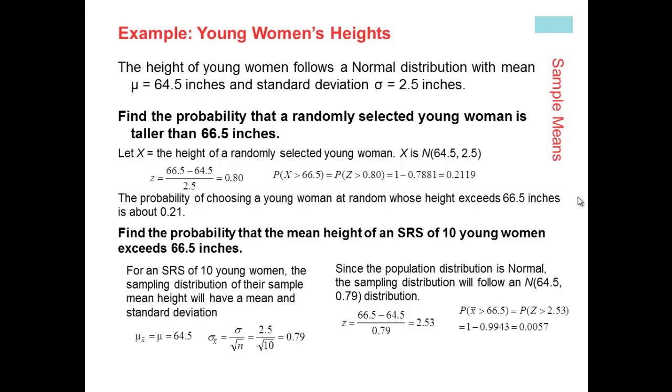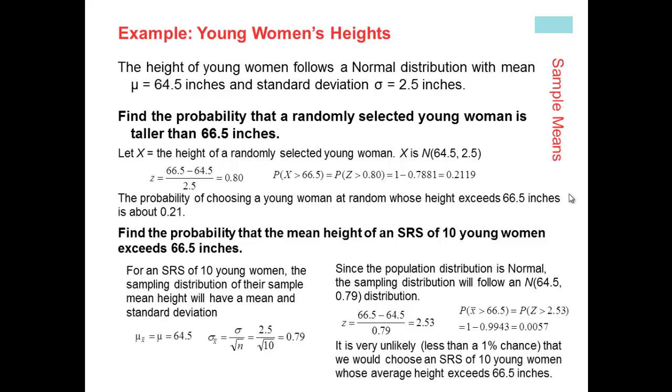So you can see that averaging 10 together, it's much more difficult to find an average of 10 young women's heights that would exceed 66.5 inches on average than just a single young woman who is taller than 66.5. It is very unlikely, less than a 1% chance, that we would choose a simple random sample of 10 young women whose average heights exceed 66.5 inches.